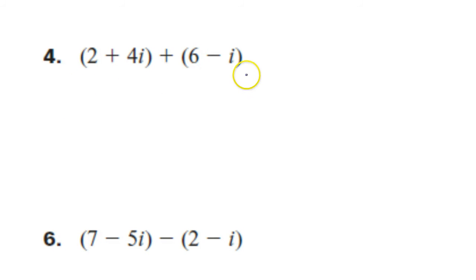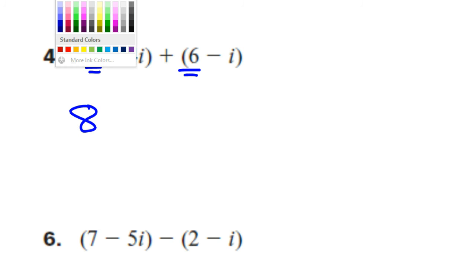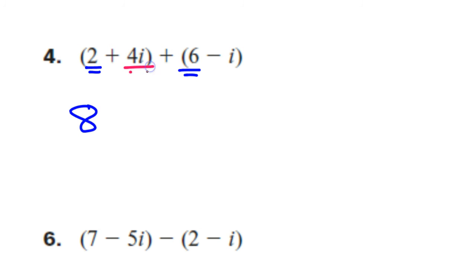Alright, for number 4, we're back to just combining like terms. 2 plus 6, that's going to give us 8. And then a positive 4i and a negative 1i, that's a positive 3i.